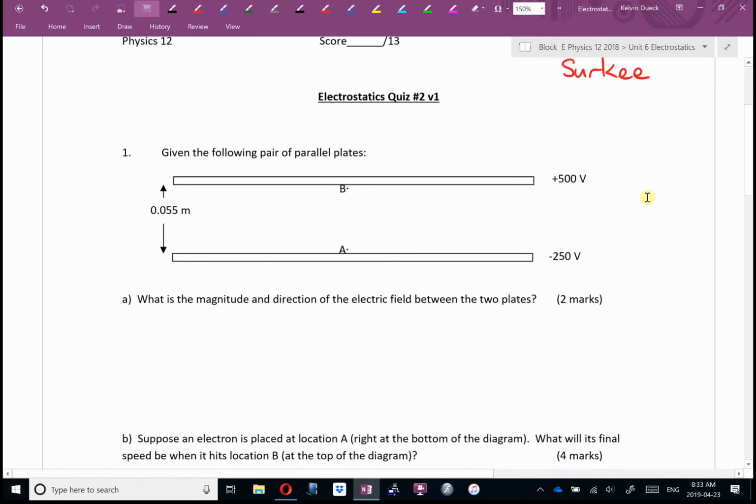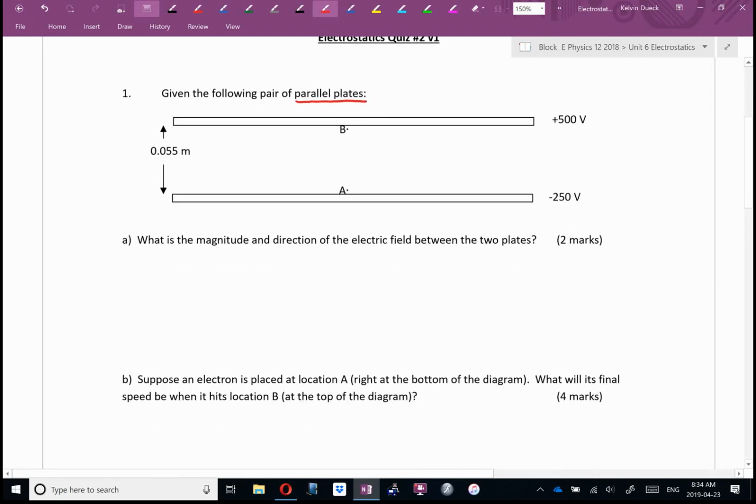Given the following pair of parallel plates. So parallel plates, in terms of my formula sheet, I'm not using equations that have an R in them because R stands for radius, which is round circular point charges. If it doesn't have an R in it, I might still be able to use it. If it has a D in it, I'm going to use it. It wants the magnitude and direction of the electric field. I'm going to give you 1 mark for the magnitude, 1 mark for the direction.